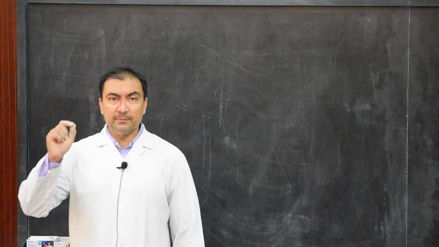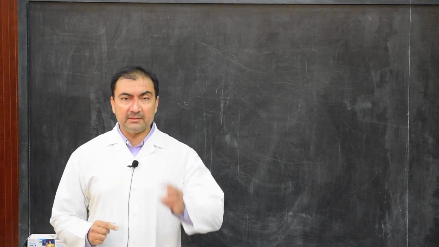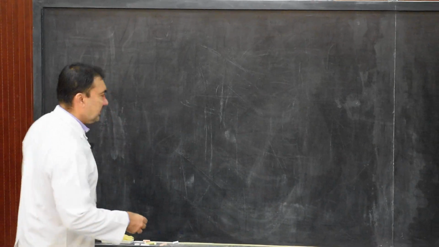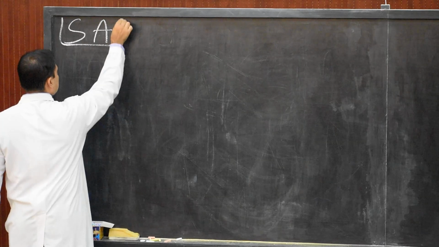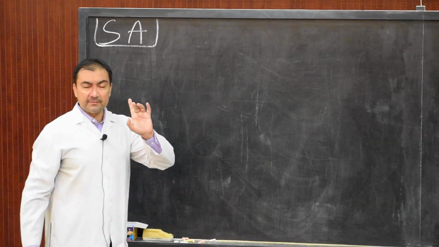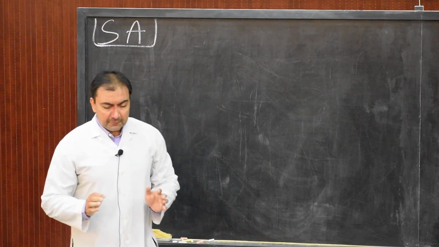Good morning students, here we come up with the gross anatomy of pectoral region part 3. We are going to discuss serratus anterior muscle. First, the definition of serratus anterior.